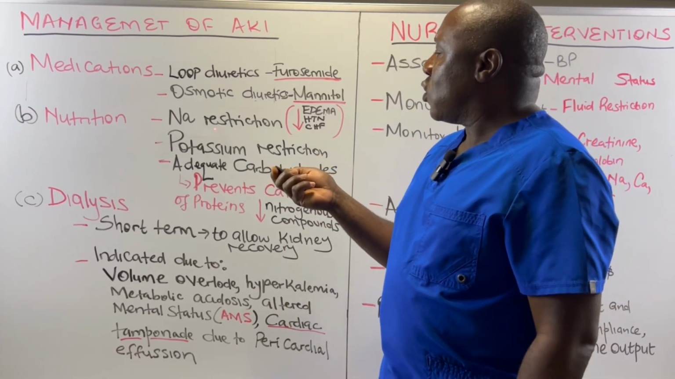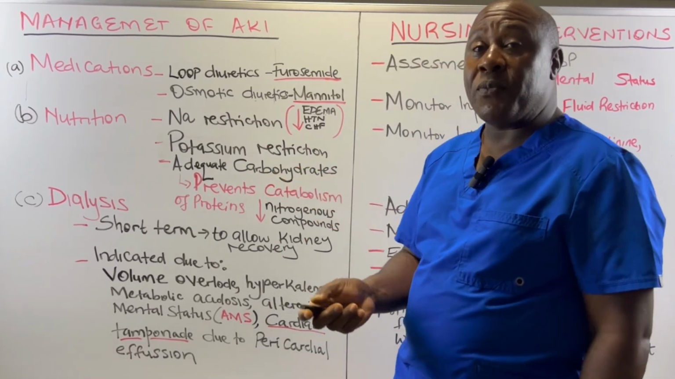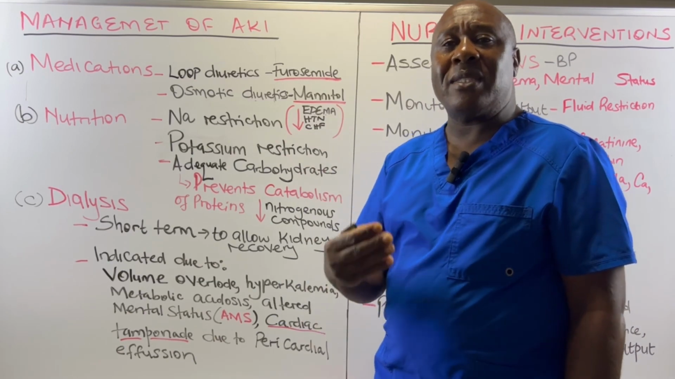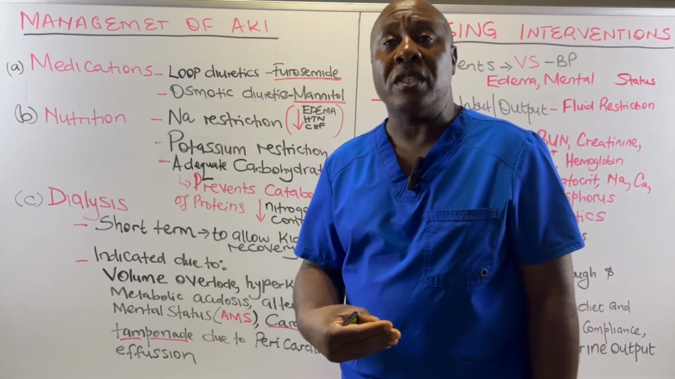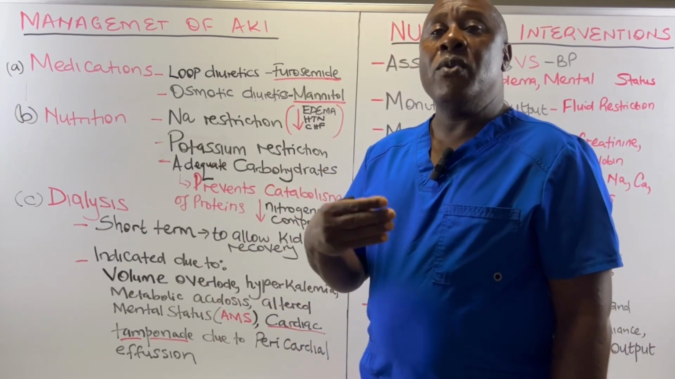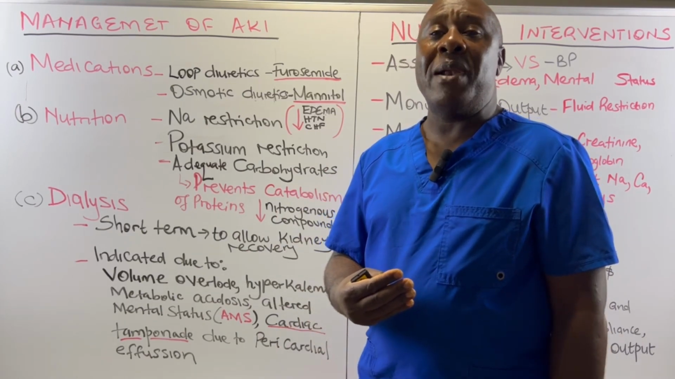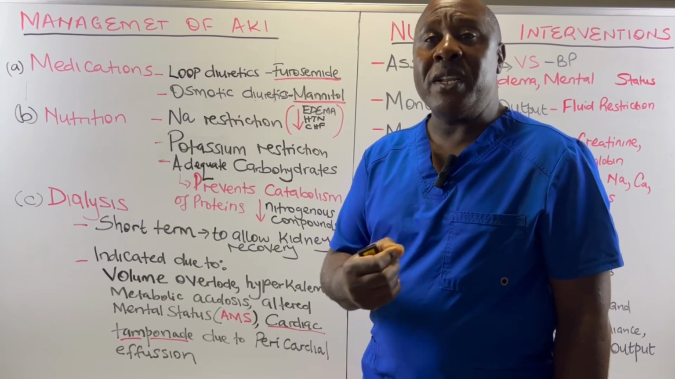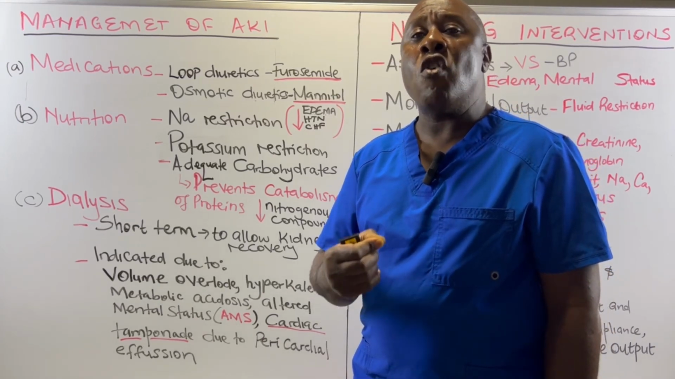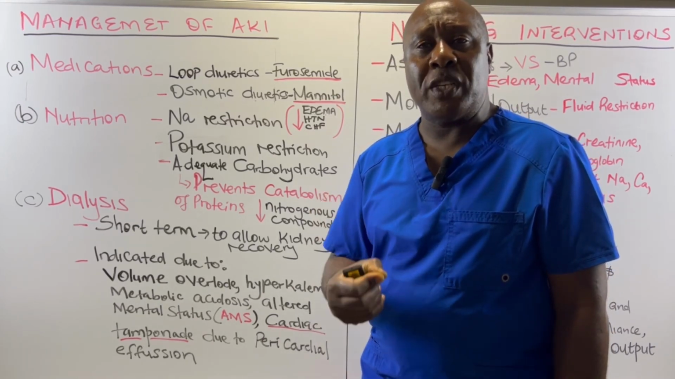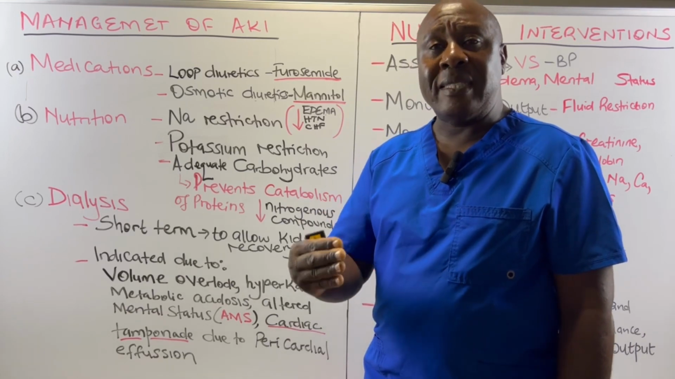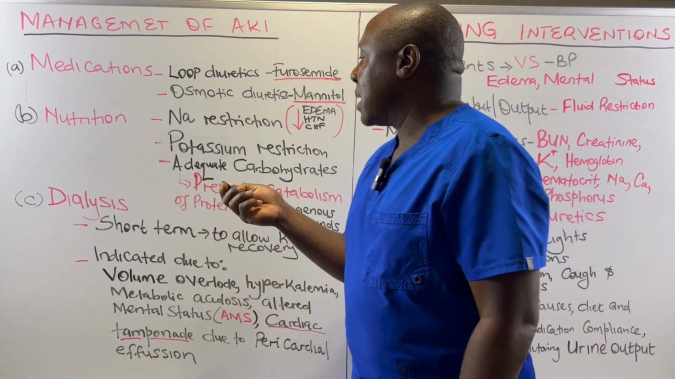And then we also have potassium restriction. Remember, kidneys are the ones that clear potassium from our bodies. Now, because they are injured, we have a risk of potassium accumulating or getting elevated in the bloodstream, and this becomes very dangerous to the performance of our hearts. So we are going to restrict the amount of potassium that is taken in by this particular patient.